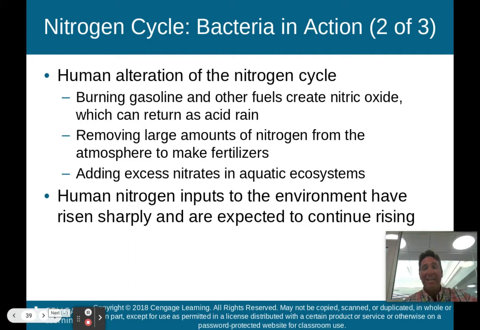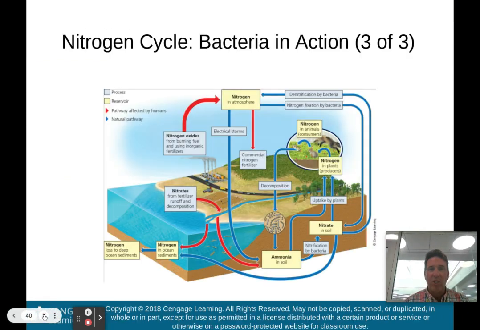We're also then adding excess nitrates into our aquatic system, because where do you think those fertilizers go when it rains? You put fertilizer on your lawn, it rains. Where does that fertilizer go? It runs off into the rivers, which eventually goes into the lakes, which eventually goes into the oceans. There are your aquatic systems. So now we're adding more nitrogen to the aquatic systems than would normally be there, and that disrupts the cycle. Human nitrogen inputs to the environment have risen sharply and are expected to continue to rise.